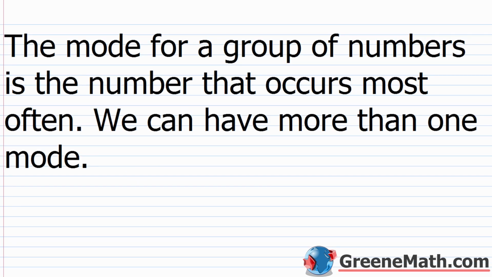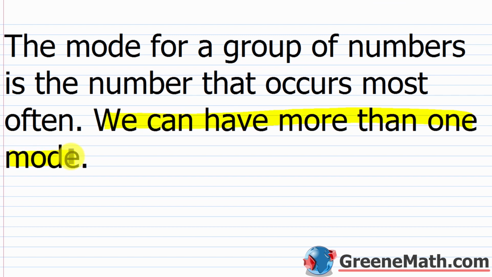All right, let's talk about probably the easiest one to find, and this is called the mode. So the mode for a group of numbers is the number that occurs most often. That's it. You just have to find the number that occurs most often in your group of numbers. And it's important to note here, let me highlight this, that we can have more than one mode.